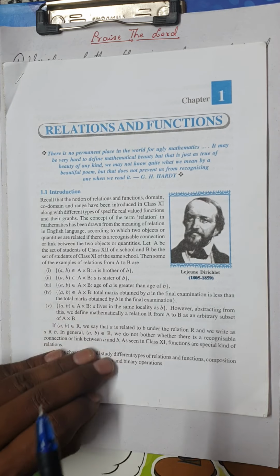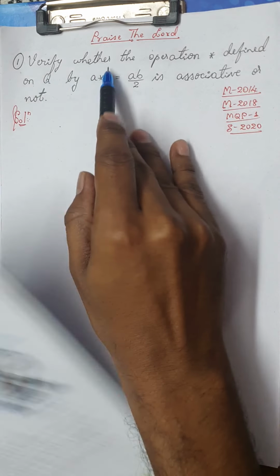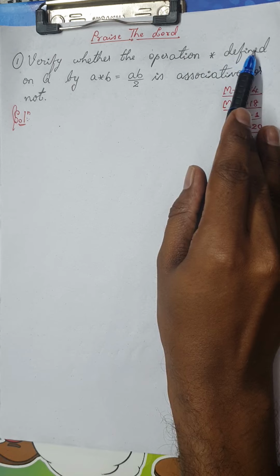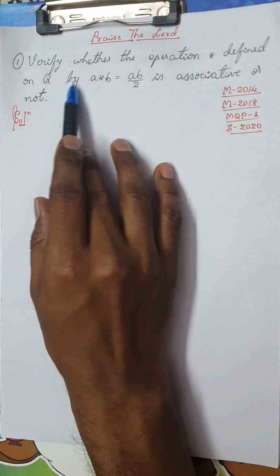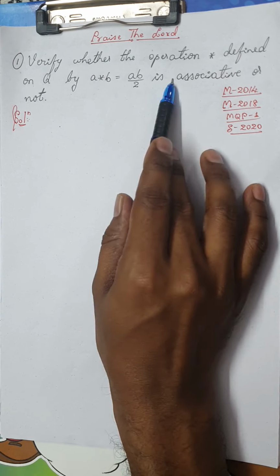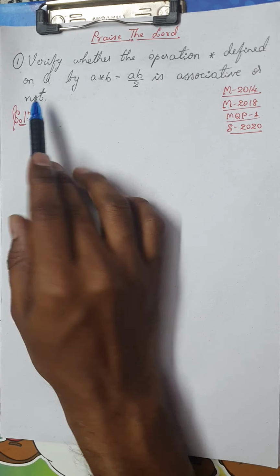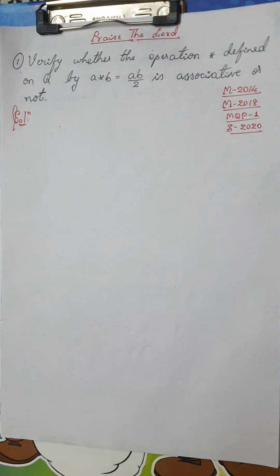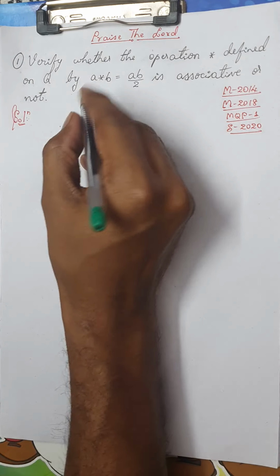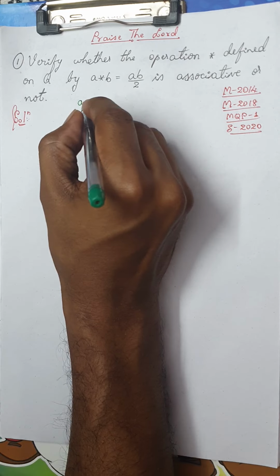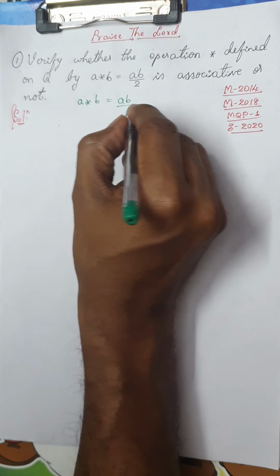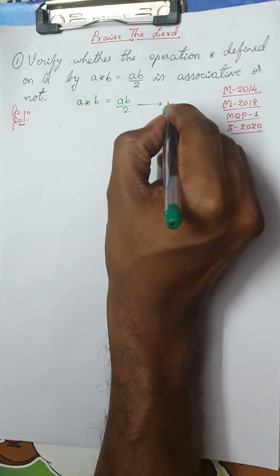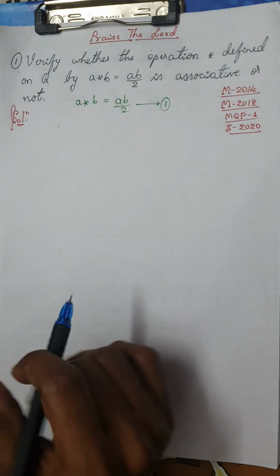So the first question we have is, verify whether the operation star defined on Q, the set of rational numbers, by A star B is equal to AB by 2 is associative or not. You have to check the property of associative. It's always better for you to write the definition, how it is defined. Your A star B is defined as AB by 2. Let me take this as equation 1.